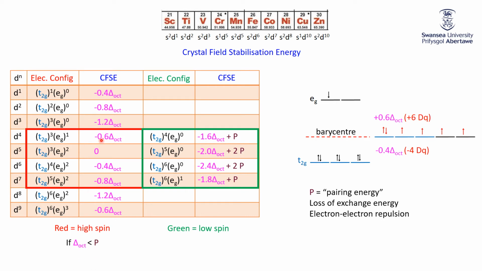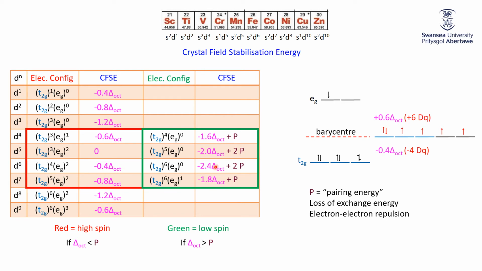This is separated in the D4 minus 0.6 to minus 1.6, so there's a delta oct stabilization between the low spin and the high spin, right? The low spin is a delta oct more stable than the high spin is, but it's also a P less stable, okay? Go to the D5s, and the difference in terms of delta oct is 2, more stable for the low spin, but the low spin is also destabilized by 2P. So you've got a difference of 1 delta oct and 1P, 2 delta oct and 2P.